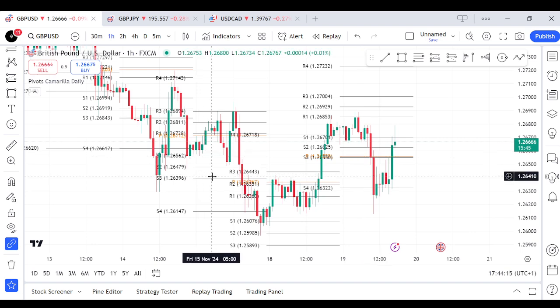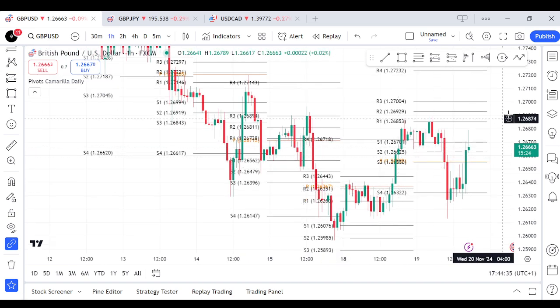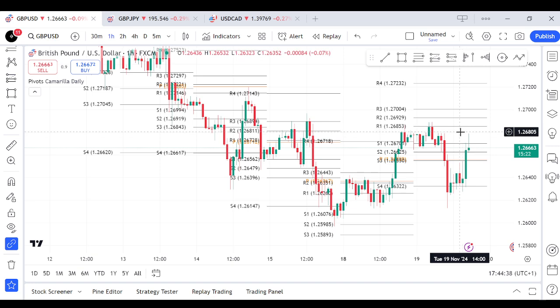So these levels act as boundaries for price movements. For example, if the price approaches S3 or R3, it's often seen as an opportunity for a reversal trade. On the other hand, when price breaks through R4 or S4, it can signal a strong continuation in that direction. So we're going to talk about all of that in detail and show you in the charts. But to sum it up, the Camarilla pivot points give you a more detailed framework for understanding where price might move next. So you can use these levels to plan your trades with greater precision.